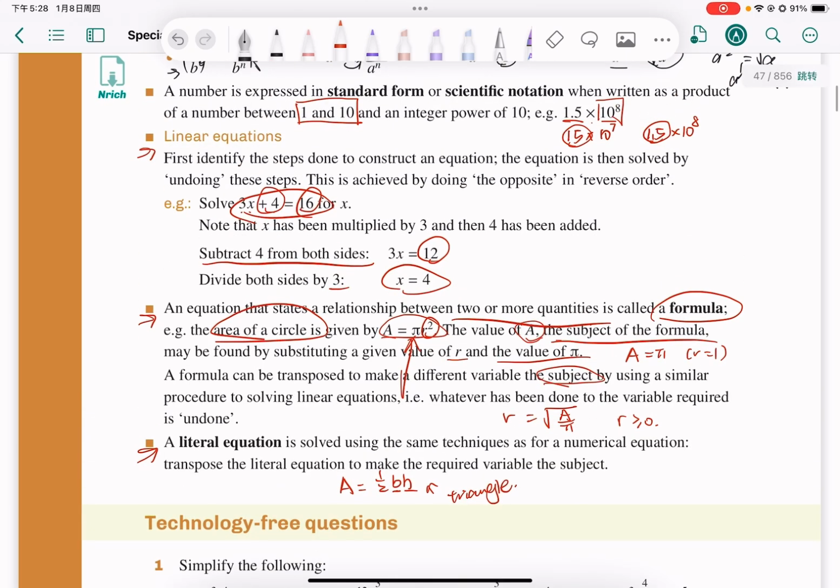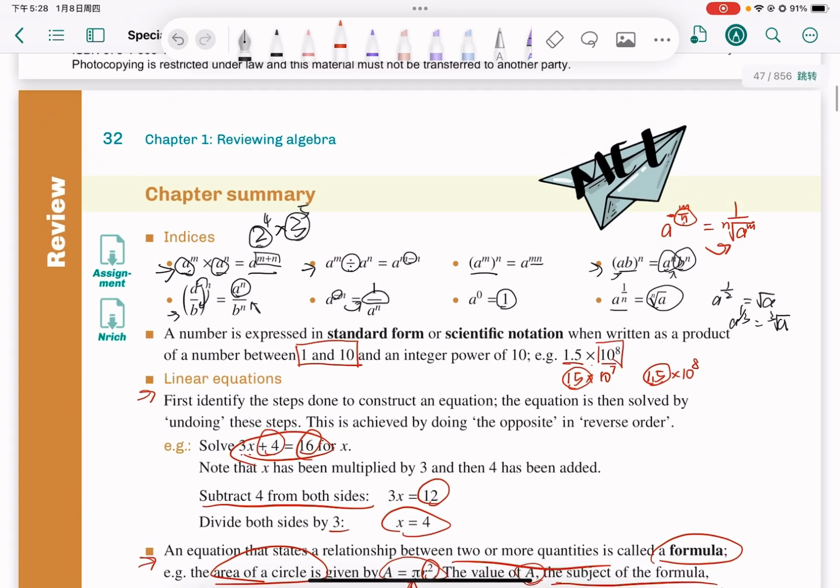Okay, I think that's it for today. This is chapter 1 of Specialist Maths, unit 1 and 2.